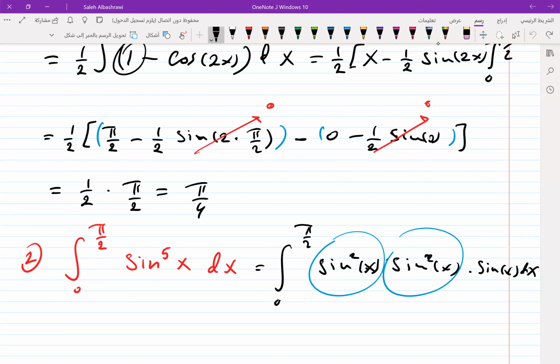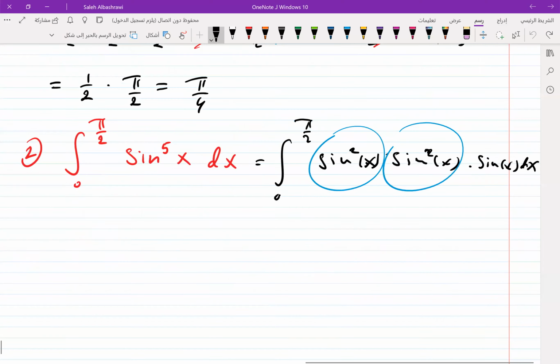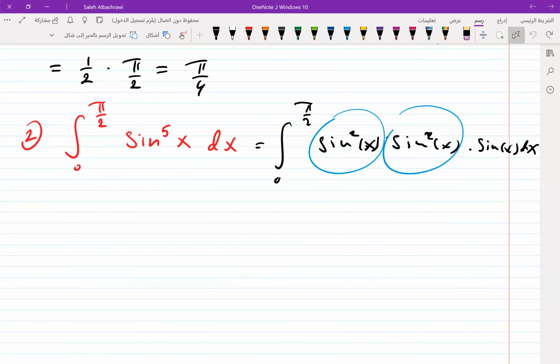For this reason, we can use some formula or special cases of the integration, and that is what's called the Wallis formula.